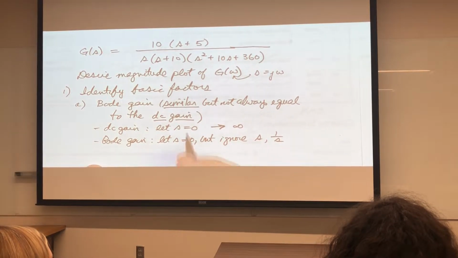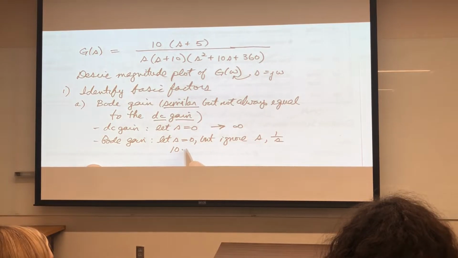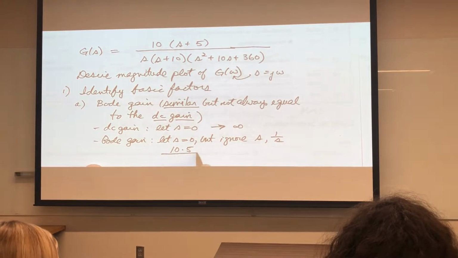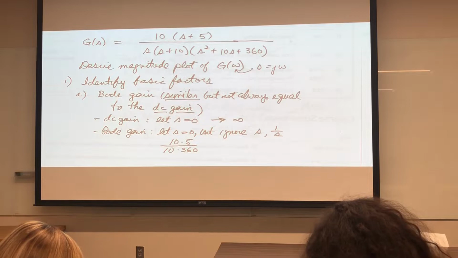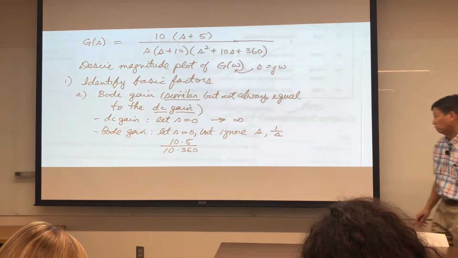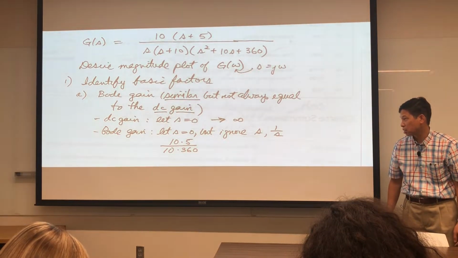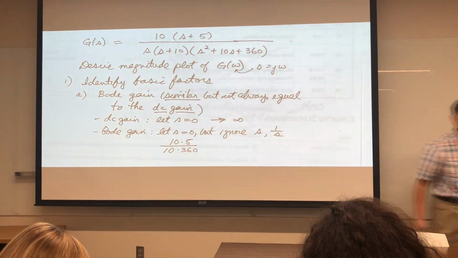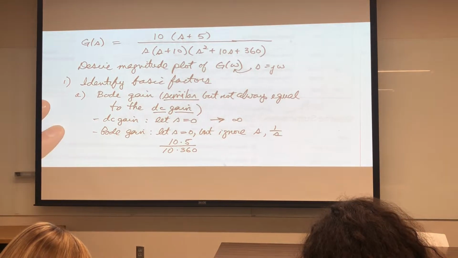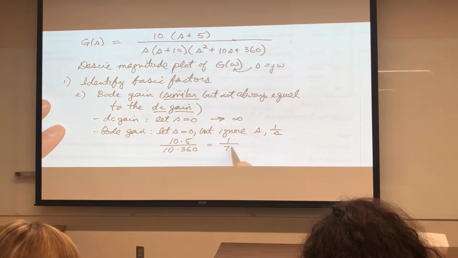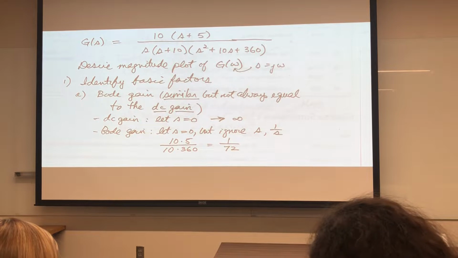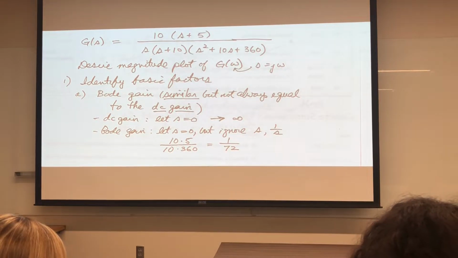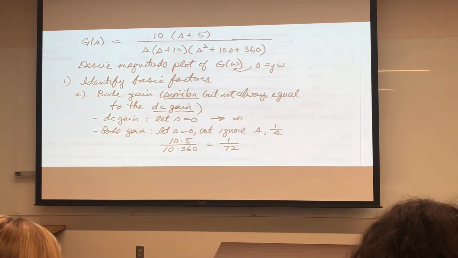in this case, it's going to be 10 times 5 divided by 10 divided by 360. So somebody pull out a calculator and calculate that for me. It's 5 over 360. It's 72. 1 over 72? Yep. Okay. And somebody convert that to dB. Take the log of 1 over 72 and then multiply by 20.